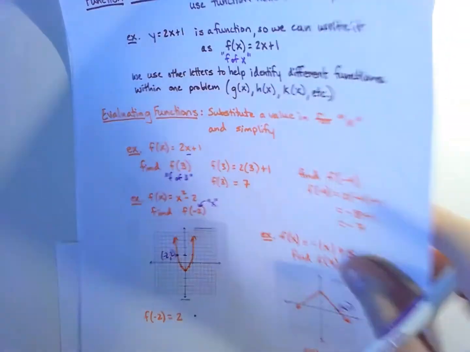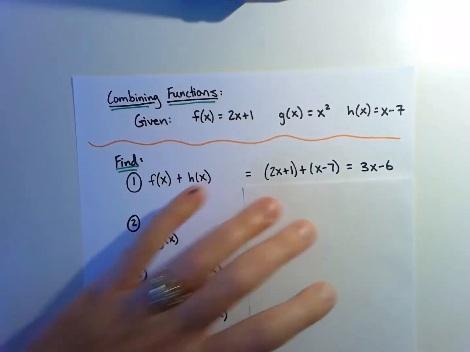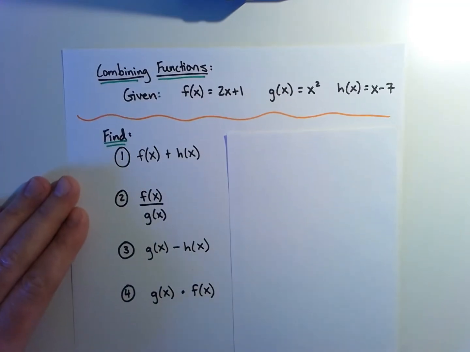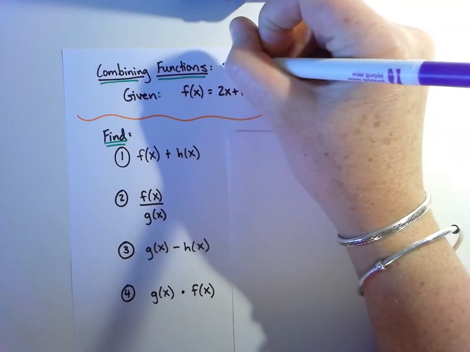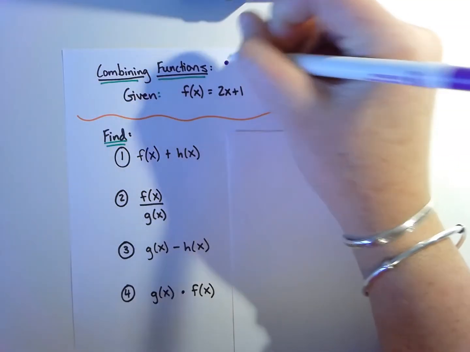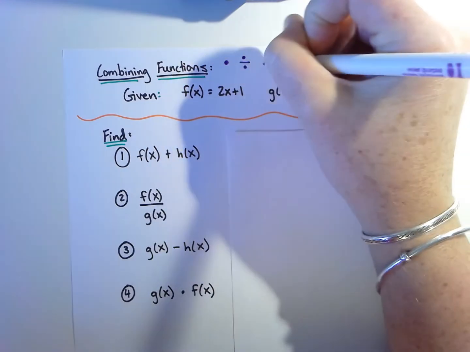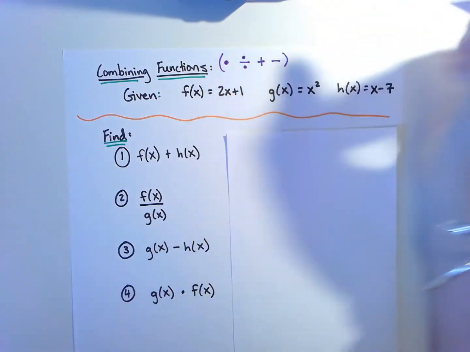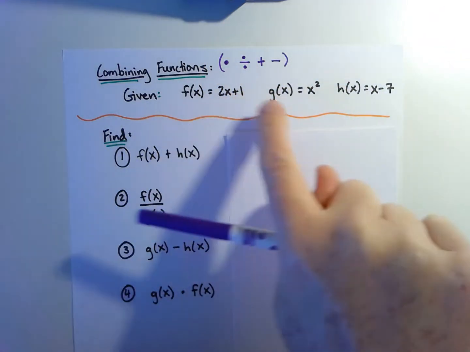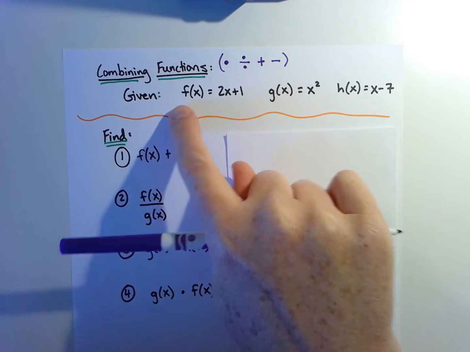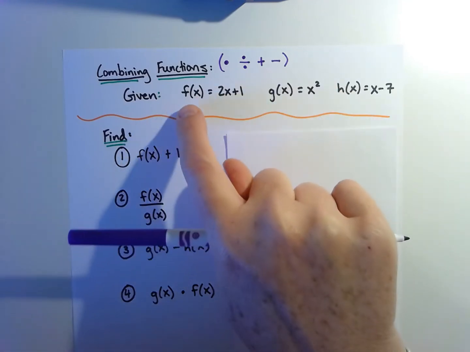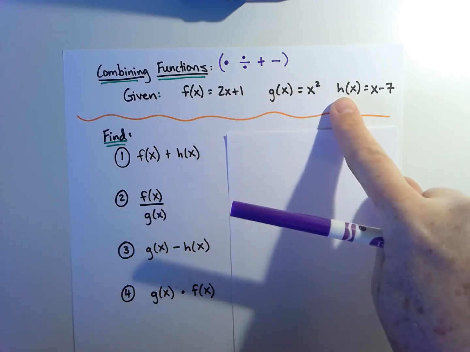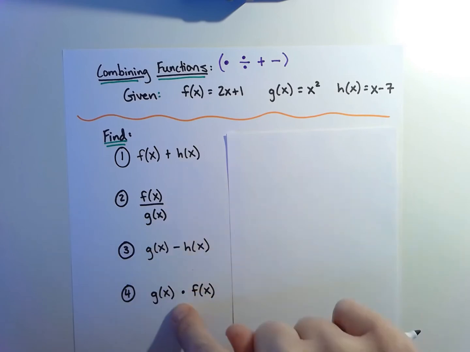Okay, let's look at just a few more examples. So these are what we call combining functions. Usually they're arithmetic operations. So usually we are asked to multiply, divide, add and subtract. Those are what we talk about when we combine functions. So say we're given these 3 different functions. Notice I name them with different letters to keep them separated. So f of x equals 2x plus 1, g of x equals x squared, and h of x equals x minus 7. And then we're asked to do some combining.